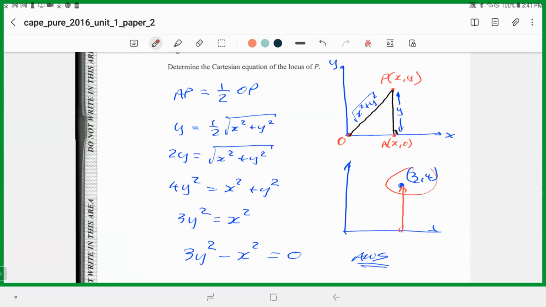This point is 3, 4. What is this length from the x-axis? Answer now? 4. This point is xy. So it's x this way and y that way. But the point is xy. See that? Yes, sir. Good.